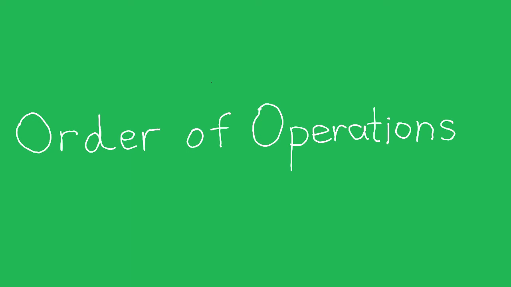Alright, in this video we'll be looking at the order of operations. So let's just get right into it and do a problem. Let's say we've got 2 plus 5 times 6.